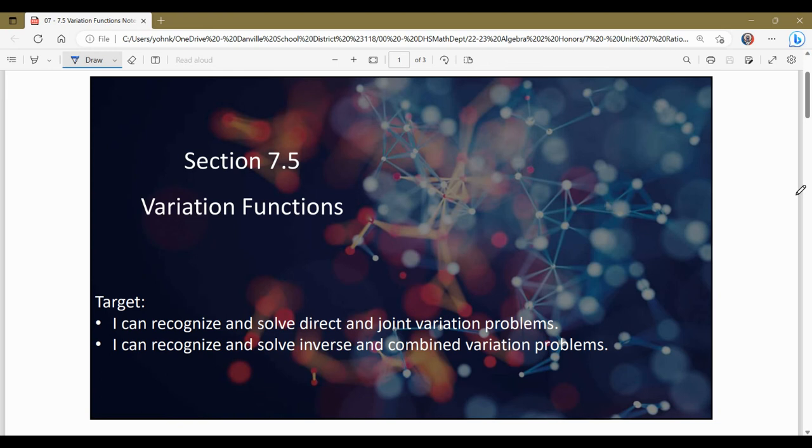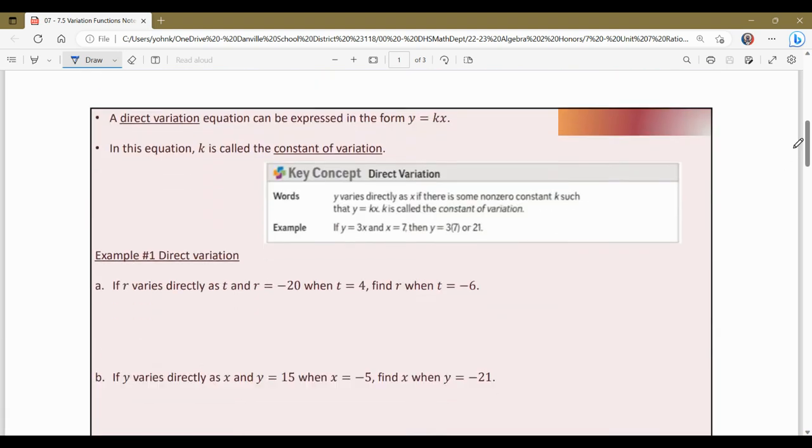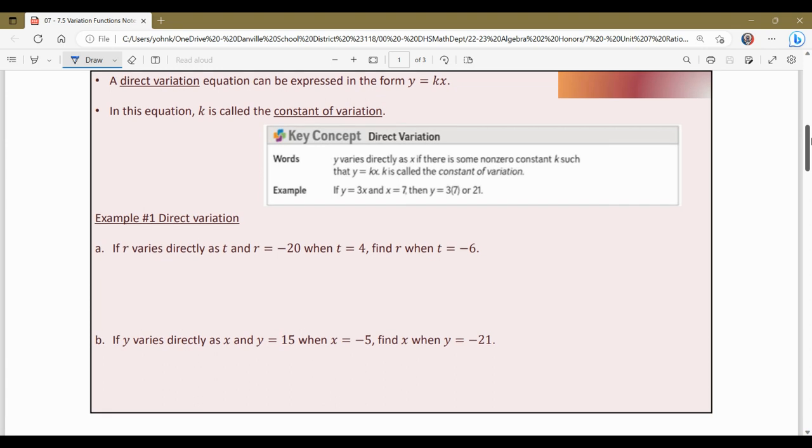Today we're going to learn how to recognize and solve direct, joint variation problems, also inverse and combined variation problems. So of the four types, we're going to start with direct variation.